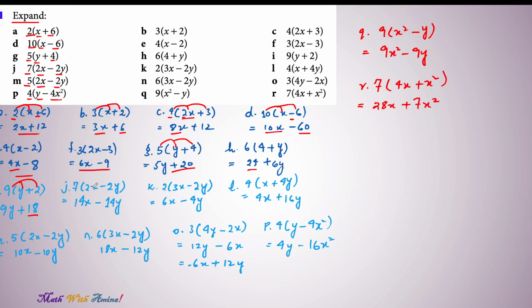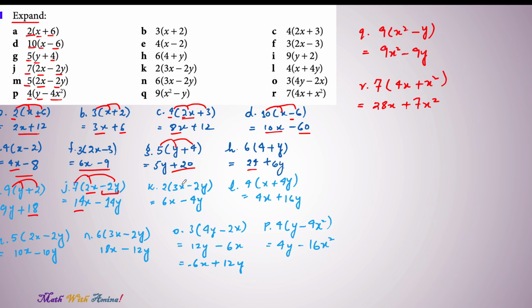7 multiplied by 2x, so this will get multiplied with this term, and this will get multiplied with this term. 7 multiplied by 2x is equal to 14x. 7 multiplied by minus 2y will be minus 14y. So again, this is the expanded simplified form. It cannot be further simplified because 14x and minus 14y are two different terms.